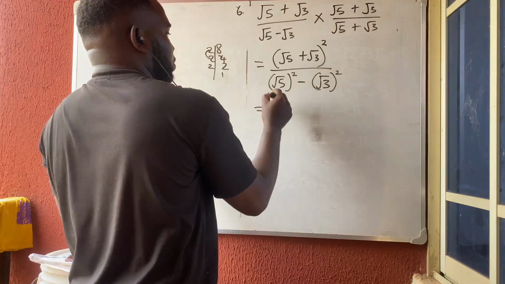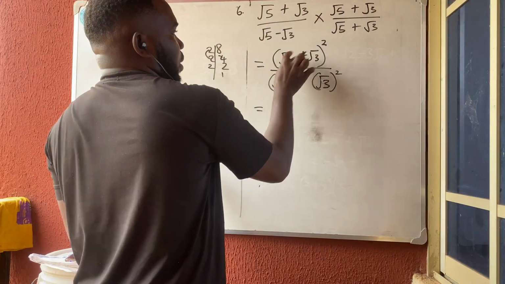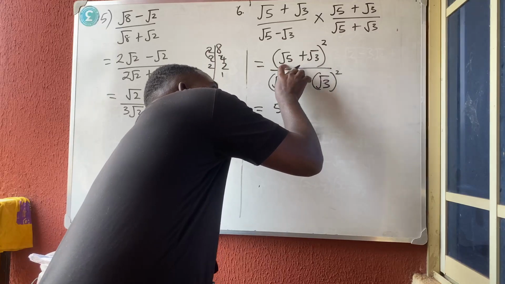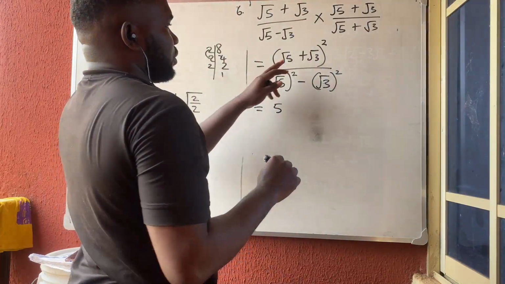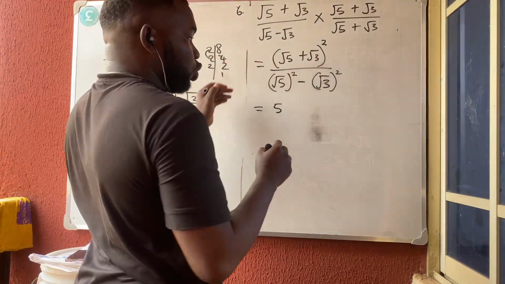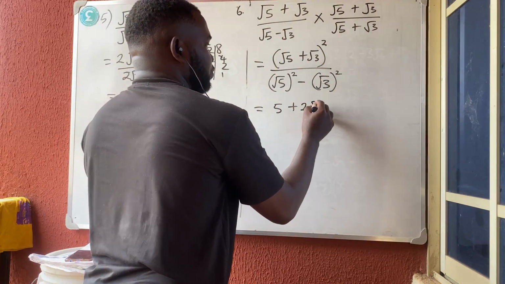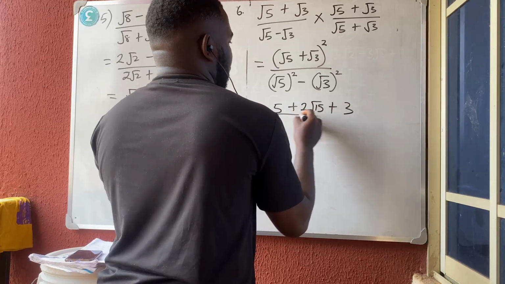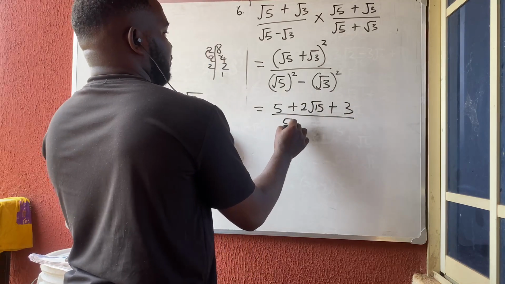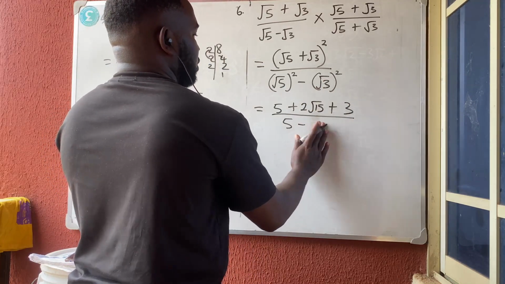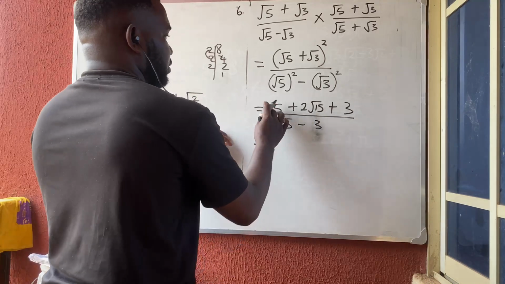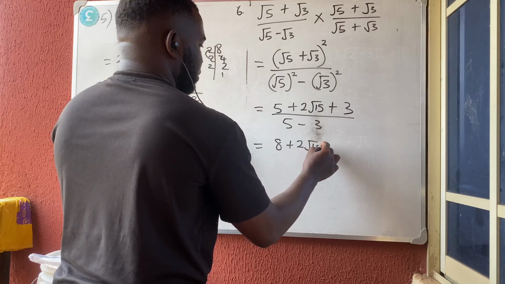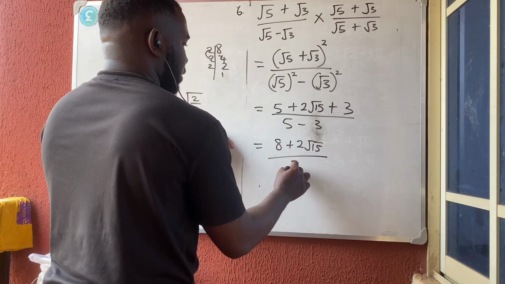So if I square the first one, I'm having just 5, because square will cancel square root. Now, multiply the first one and the second one. This time, I'm having 3 times 5, 15. Root 15. Double it. I'm having 2 root 15. Then plus square the last one, I'm having just 3. All over. This squared is 5 minus this squared is 3. So my answer is now this plus this will give me 8 plus 2 root 15 all over 2.